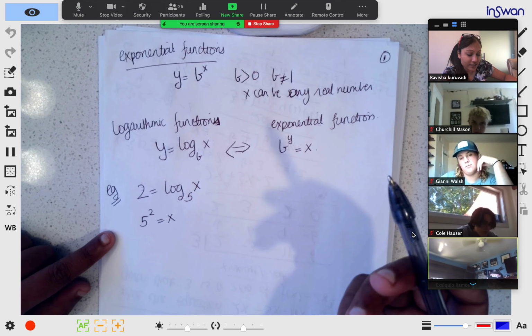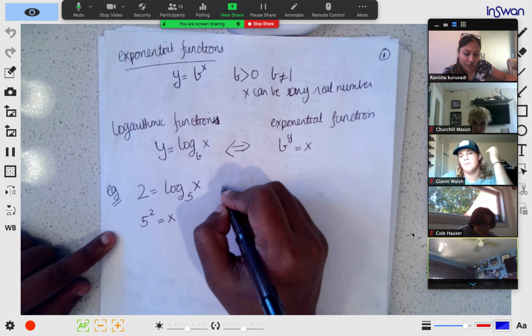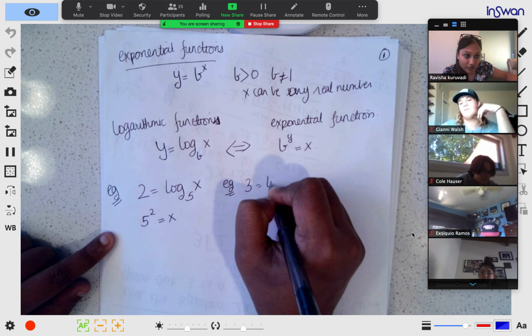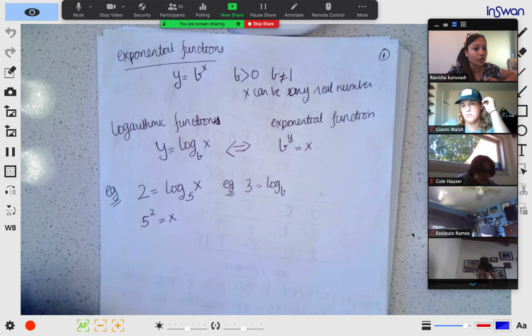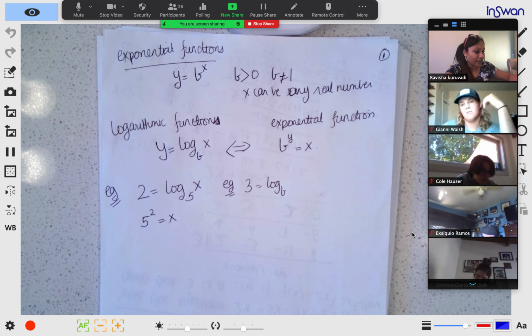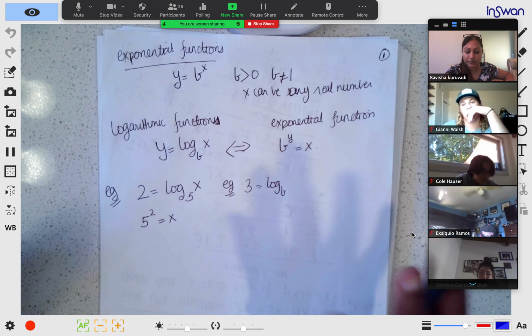Okay, let's do one more example. Miss K, do you want us to simplify? No. If the question says simplify, you do it. If it says just convert, then just convert and leave it.